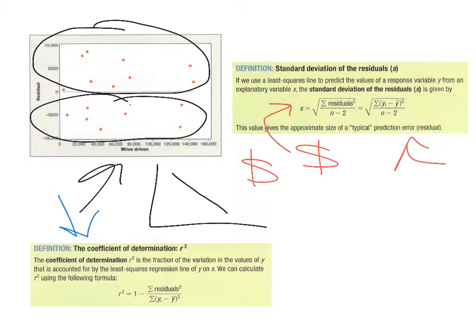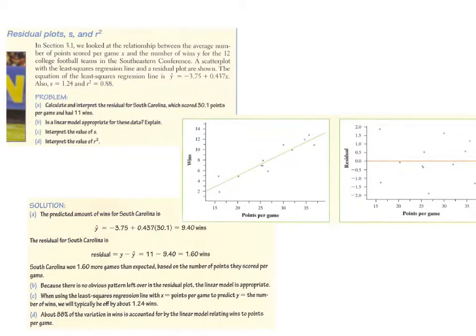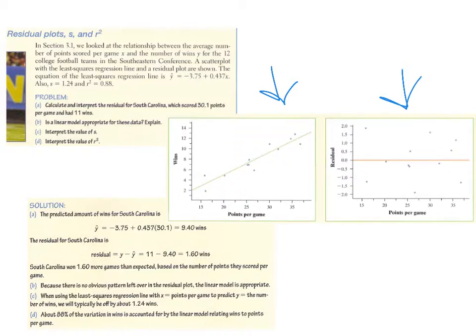So let's look at both of these in an example with context, and I think that will help. Let's go back to our football example that we've been looking at with the SEC points and the wins. The relationship between the average number of points scored per game and the number of wins for the 12 college football teams in the Southeastern Conference. The scatter plot with the least squares regression line is right here. So here's our scatter plot with our least squares regression line. And then here's our residual plot over here. Let me see if I can scoot this over just a smidge so you can see all of it.